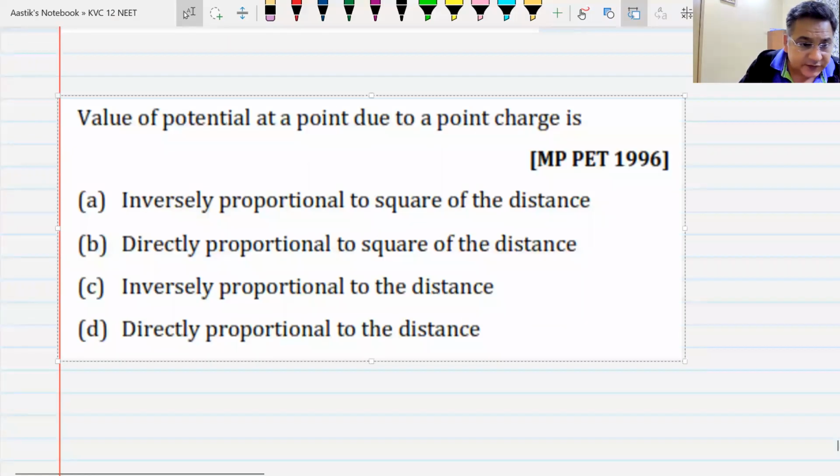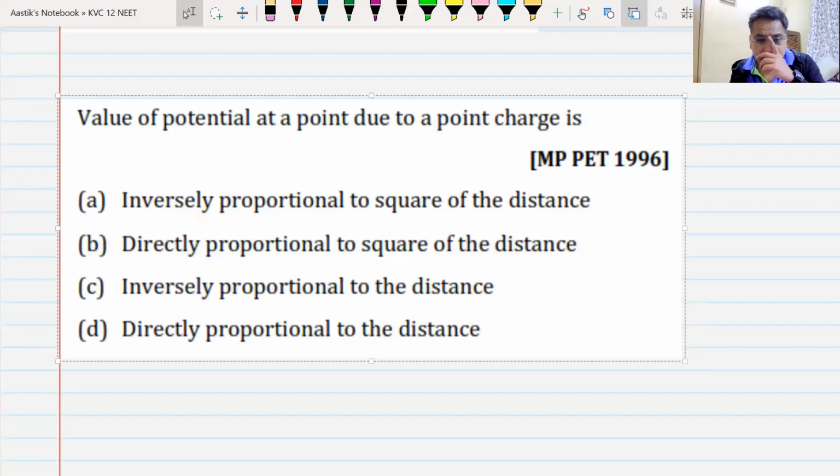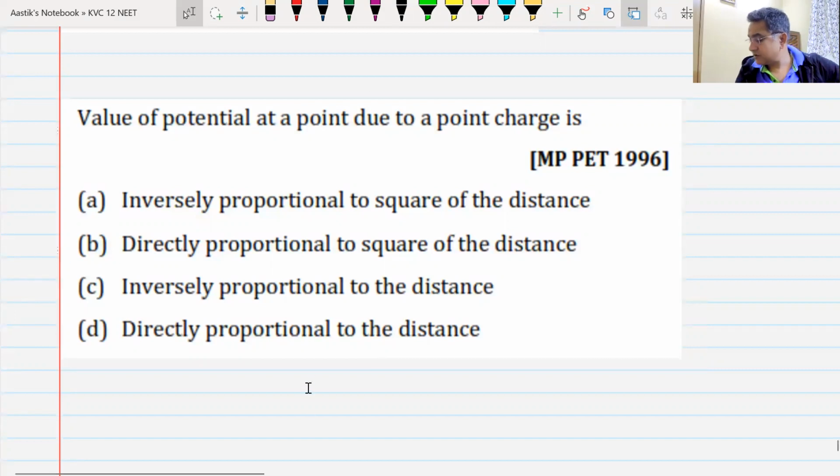Can you tell me the answer for this one? The value of potential at a point due to a point charge is? Simple question. A, B, C, D: inversely proportional to the square of the distance, directly proportional to the square of the distance, inversely proportional to the distance, directly proportional to the distance. Can I have the answer for this one?